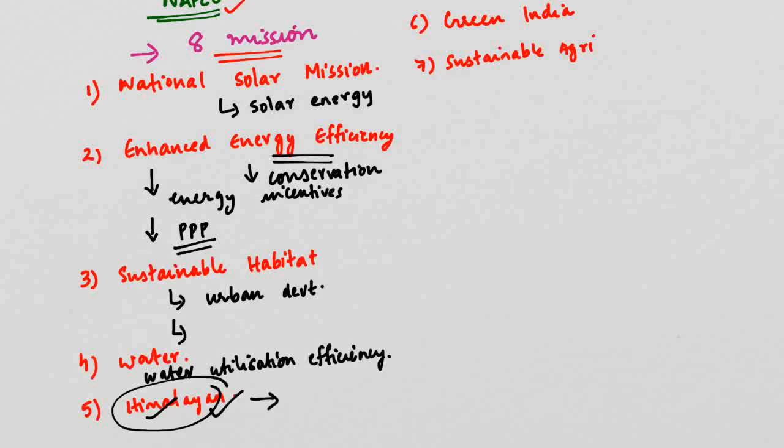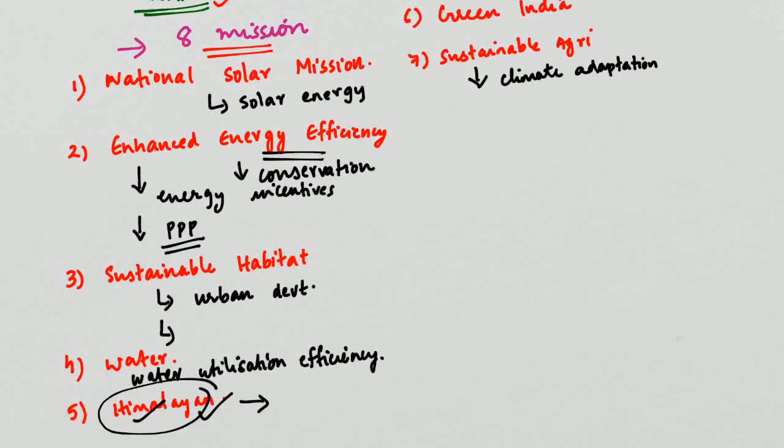The seventh mission is the National Mission for Sustainable Agriculture. The target is to support climate adaptation in farming, and this is done through the advancement of climate resilient crops, extension of climate insurance mechanisms, farming techniques, etc.